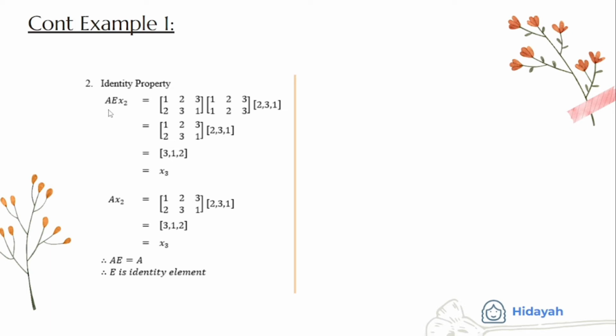We continue with the second property, which is the identity property. We choose the binary operation of e and x2, where this is e and this is x2. The operation is the same way as before. Then we get the answer, which is similar to x3. So we choose the binary operation of e x2 equals e x2. Then we get the same answer, x3. Therefore, we can say that ee equals e. So e is the identity element. Therefore, it satisfies the identity property.